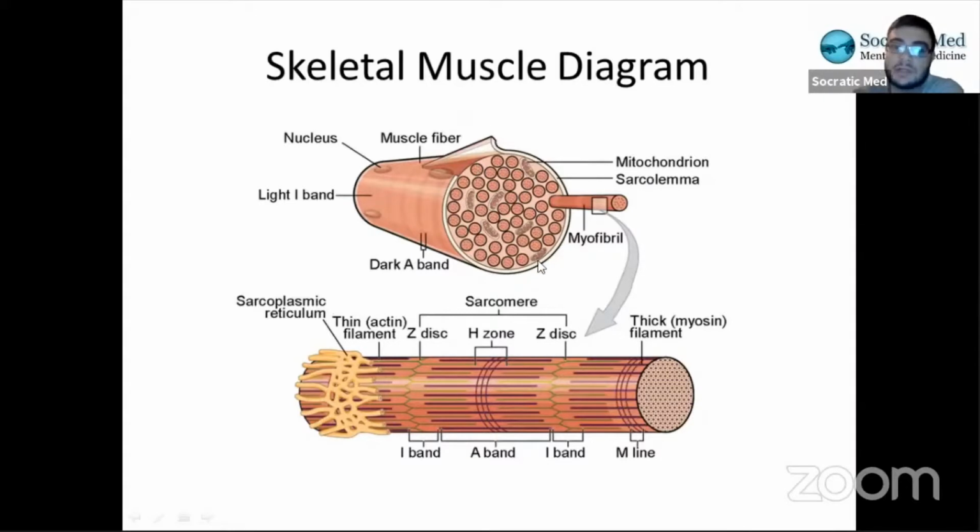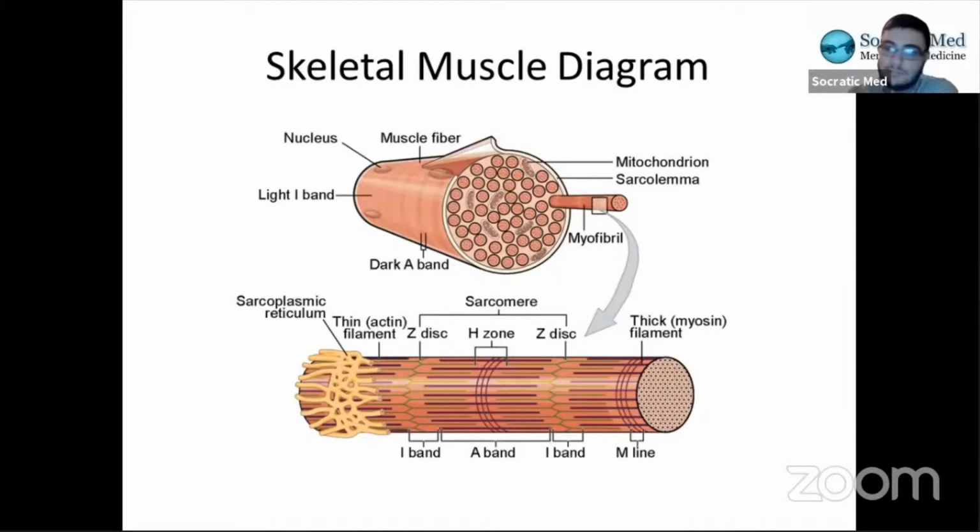The sarcolemma is kind of like the membrane for a muscle fiber. And there are these things called myofibrils, these little smaller tubes inside this big tube, and we can actually see a close-up of it right here. Here we can also see the sarcoplasmic reticulum, which is very similar to the endoplasmic reticulum in any other cell, except in muscle cells, it's called the sarcoplasmic reticulum.